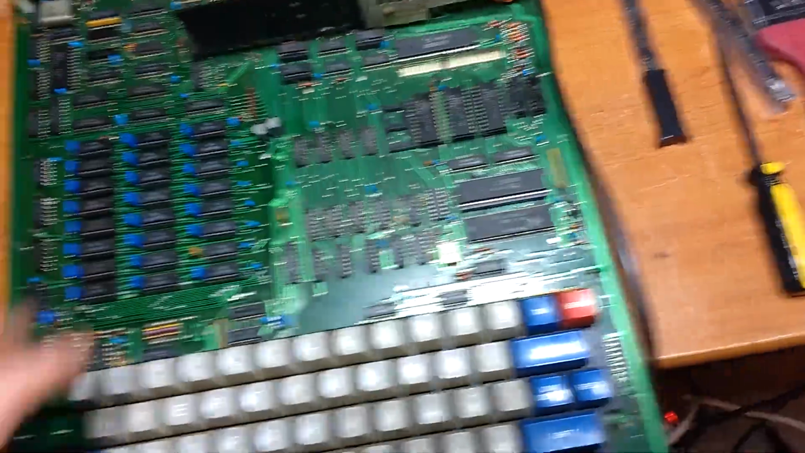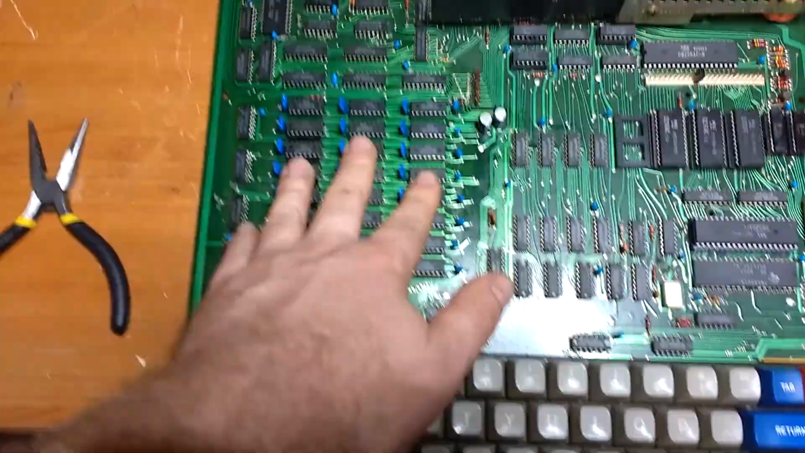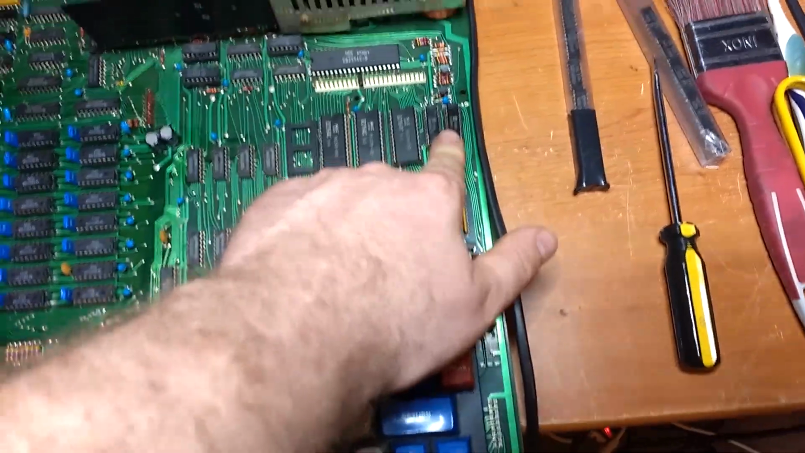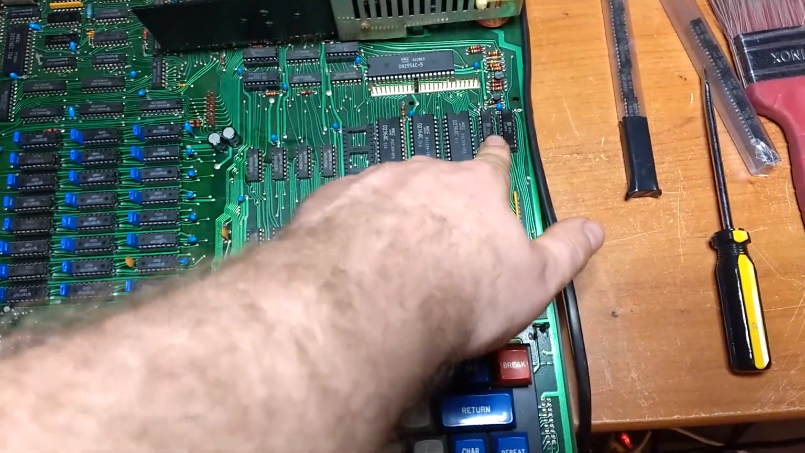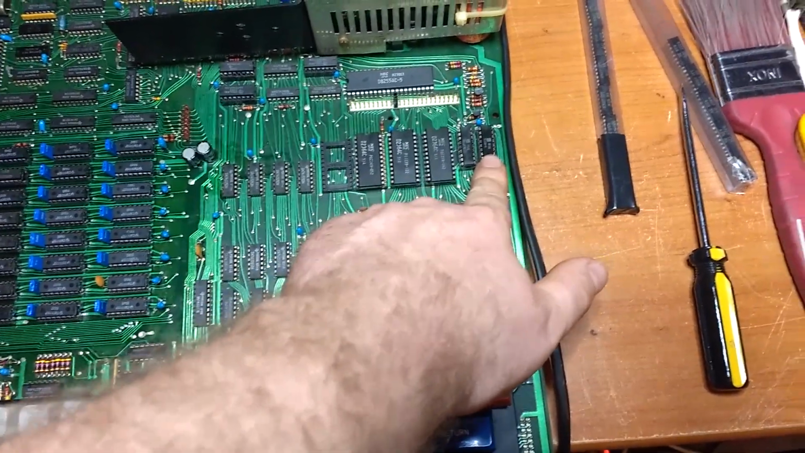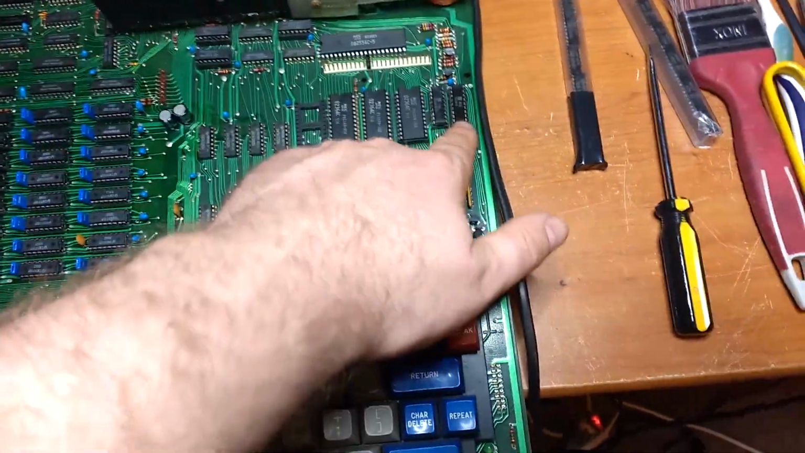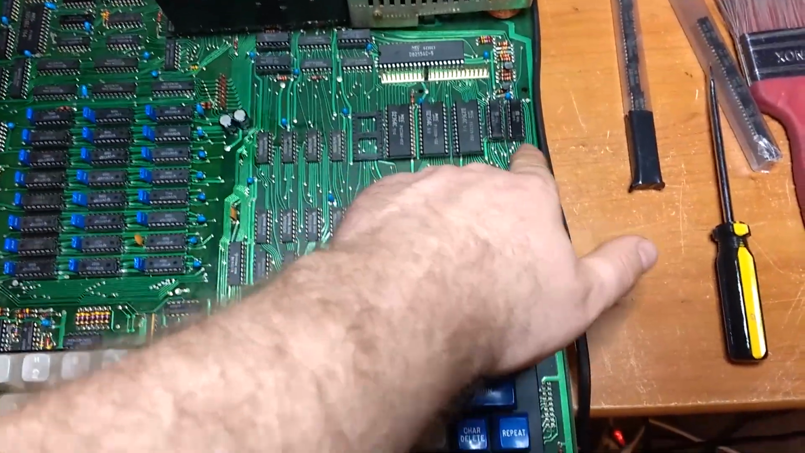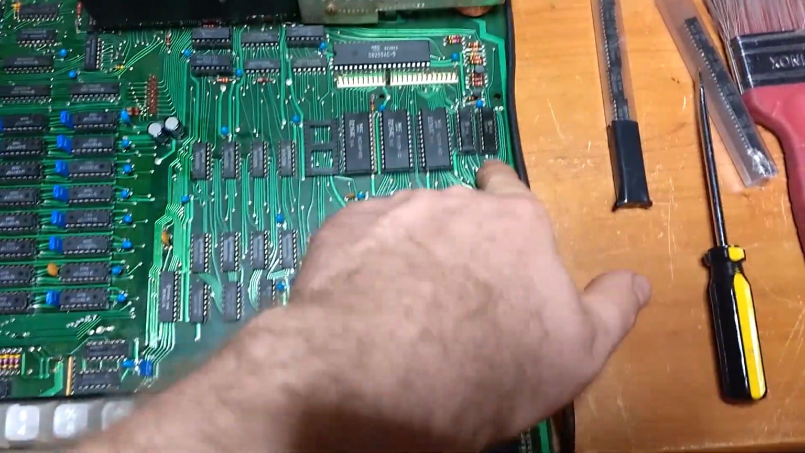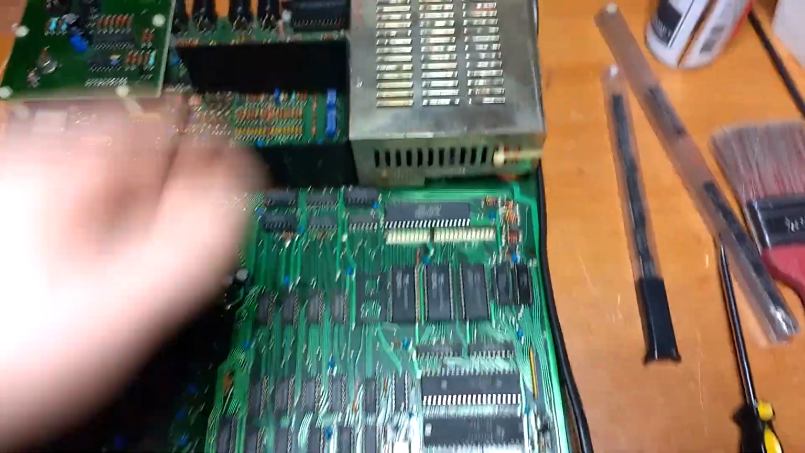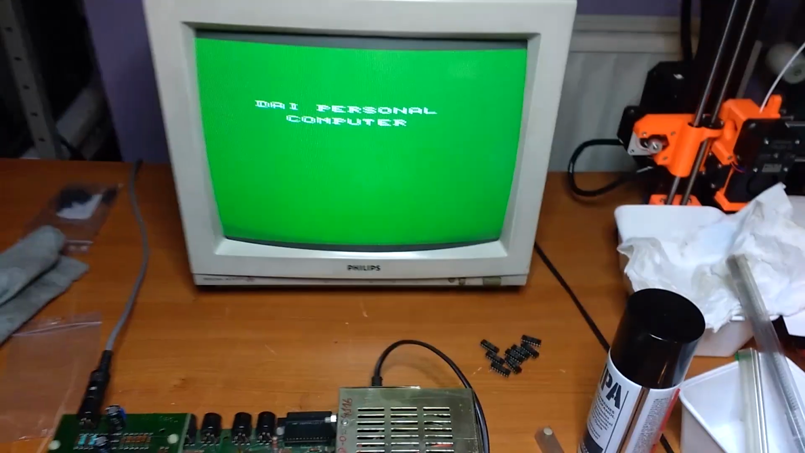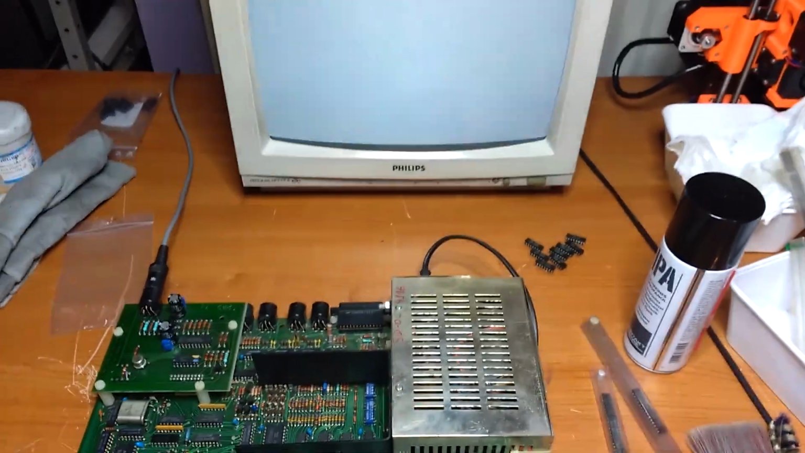Okay, so that was the RAM memory, but here there's two video memory chips. So as a last resort, one of them was already socketed, so I socketed the second one and I switched places, and what do you know, the damn thing works.